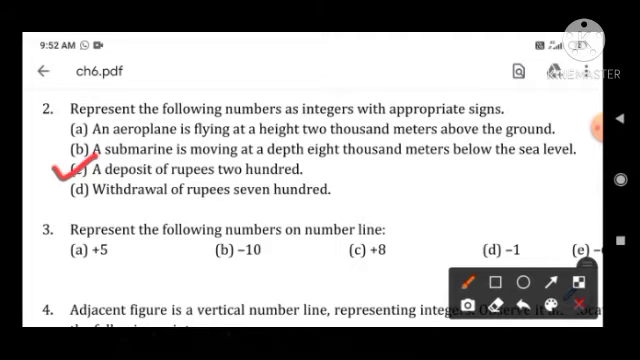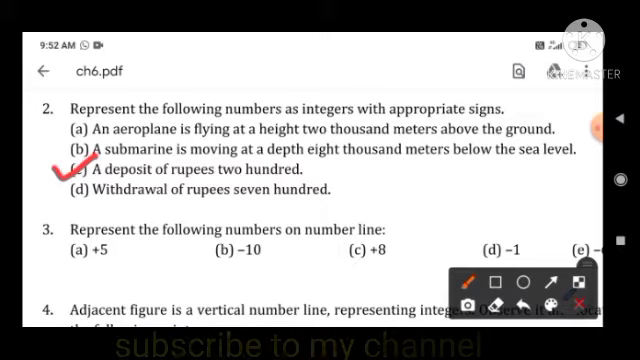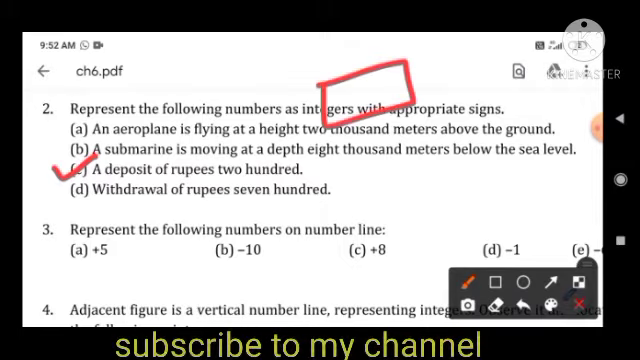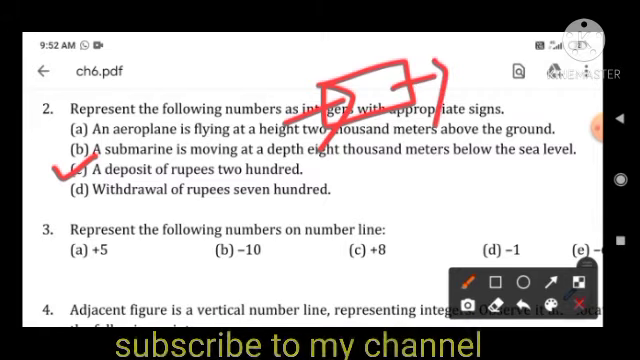Now come to question number C. A deposits of rupees 200. Now deposit, you have a bank account, isn't it? So what we do, we deposit money and we withdraw money. So deposit means what? It will be safe in our account, and withdraw means what?